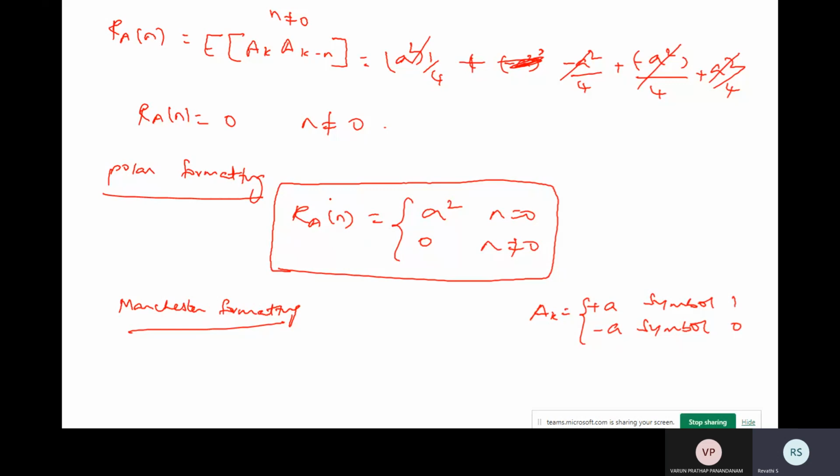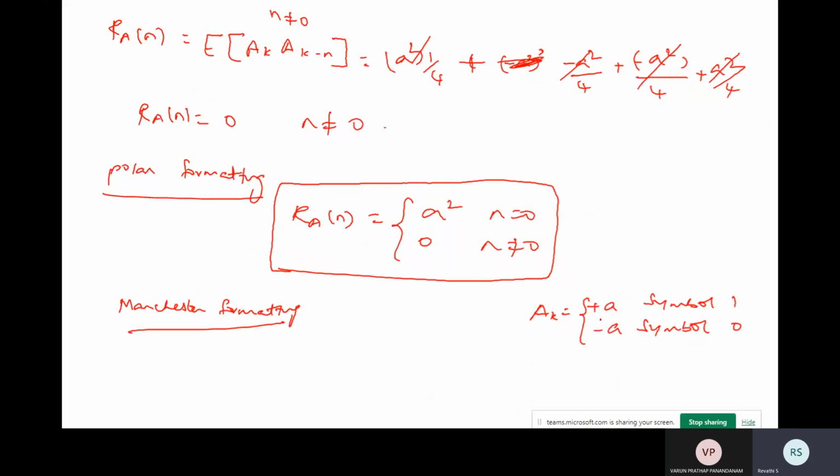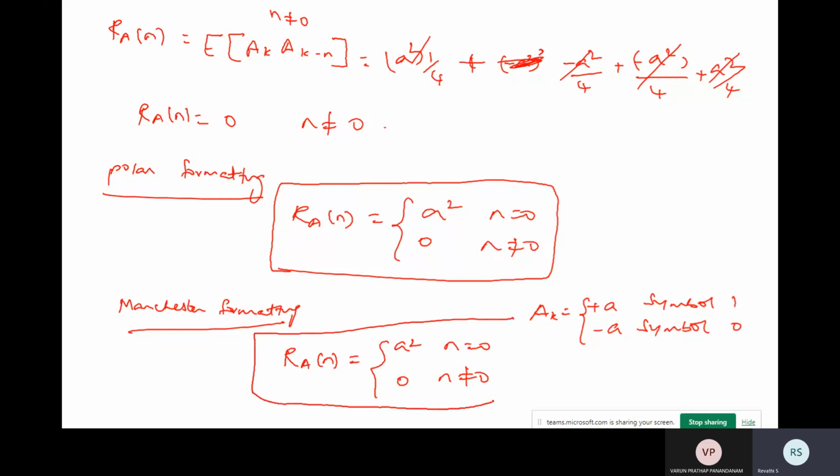Whereas AK for polar formatting, you can see here we have written AK equal to plus A or minus A for symbol 1 and 0 respectively. The same thing holds for Manchester formatting, plus A or minus A for symbol 1 and 0. Therefore, you need not redo the derivation. You can continue with the same derivation you have done for polar formatting. So the Manchester formatting RA of n is the same as polar formatting, which is nothing but A square when n is equal to 0 and 0 when n is not equal to 0. So I am not repeating it; the same derivation you can carry out. Okay. And now before doing bipolar formatting, let us concentrate on quaternary formatting.